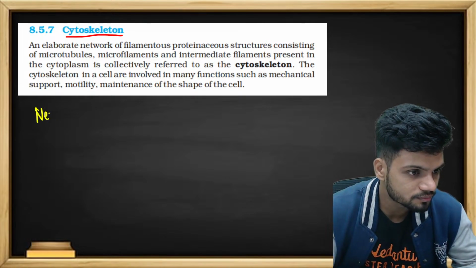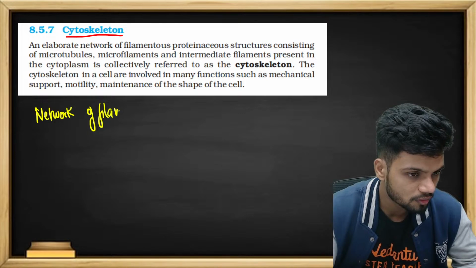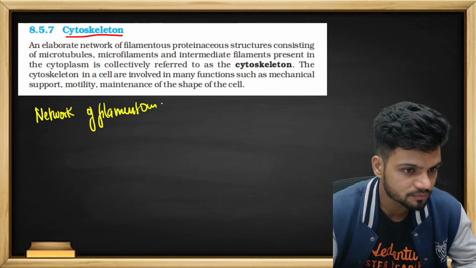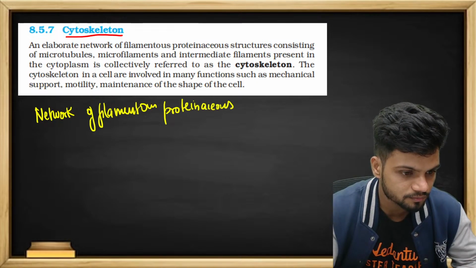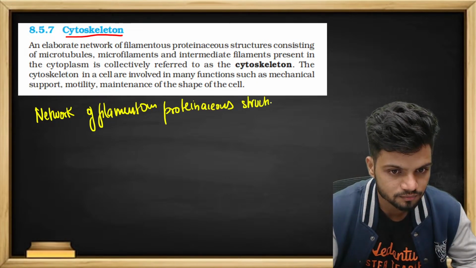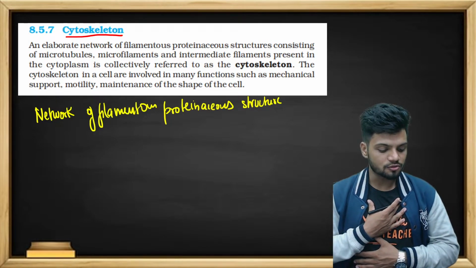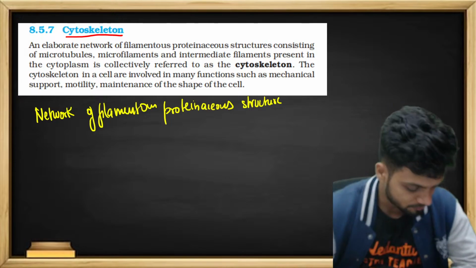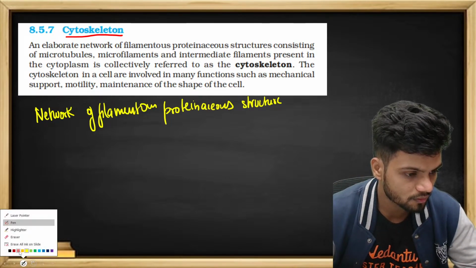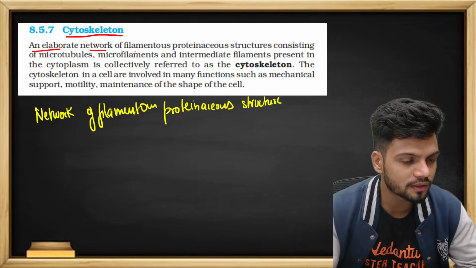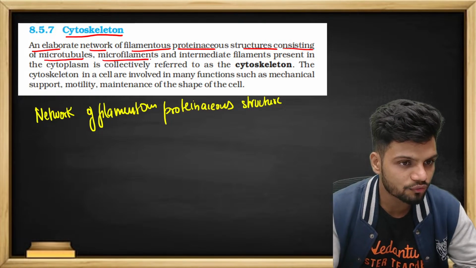So it is basically the network of filamentous proteinaceous structure. How our body is supported by bones, a cell is also supported by the cytoskeleton. An elaborate network of filamentous proteinaceous structure consisting of the microtubules, microfilaments and intermediates.